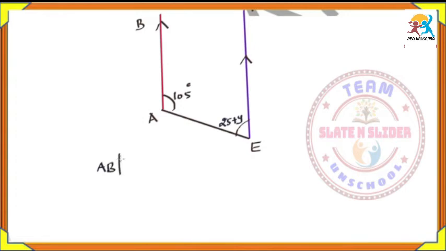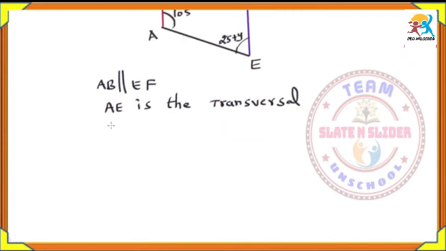AB parallel EF, and AE is the transversal. So if two lines are intersected by a transversal, then the sum of these two angles is 180. How can I write the sum of the two angles is 180? Let us think over it. I am writing 105 plus 25 plus y is equal to 180 degrees. How am I writing this one?